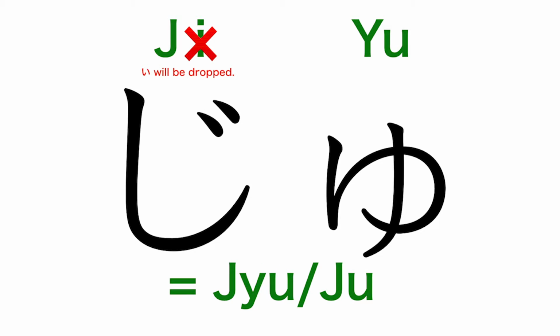Another example. This is the letter ji plus small yu. The consonant of the first letter is j, but the vowel i will be dropped. Then put yu after that. It will be ju.